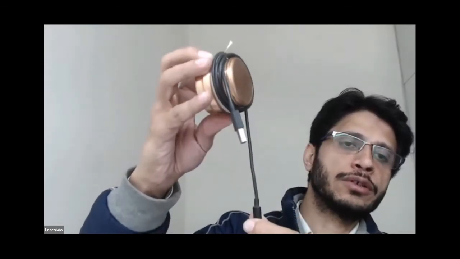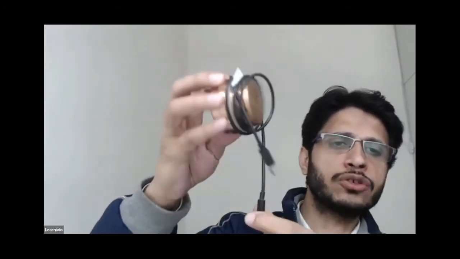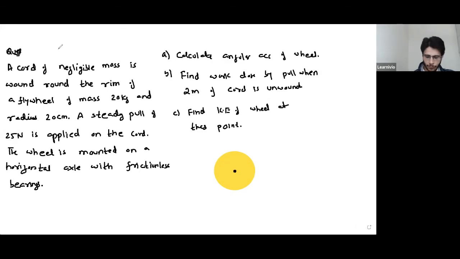This wheel is at rest, the wire is wound here. When you start pulling the wire, the wheel will rotate. So he's asking, if you pull this wire through some certain force, calculate the torque. If you pull this wire by a certain distance, maybe 2 meters, then calculate the torque, work done, kinetic energy, and everything. So this is the question basically. The first part is very trivial. You're applying a force of 25 Newton to the wheel.